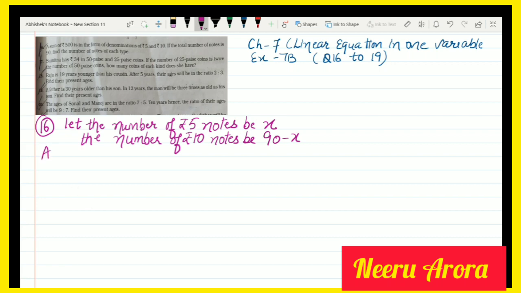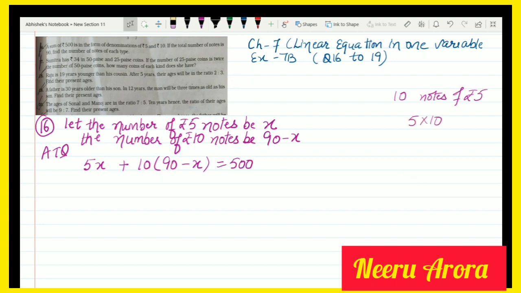Now according to the question, the sum of rupees 500 is in the form of denominations of rupees 5 and 10. So as per the question, we have 5 rupee notes x plus 10 rupee notes 90 minus x, equal to 500. You must know this. If I say I have 10 notes of rupees 5, how can its value come? Its value comes only when we multiply. So when we multiply, we know that I have 50 rupees.